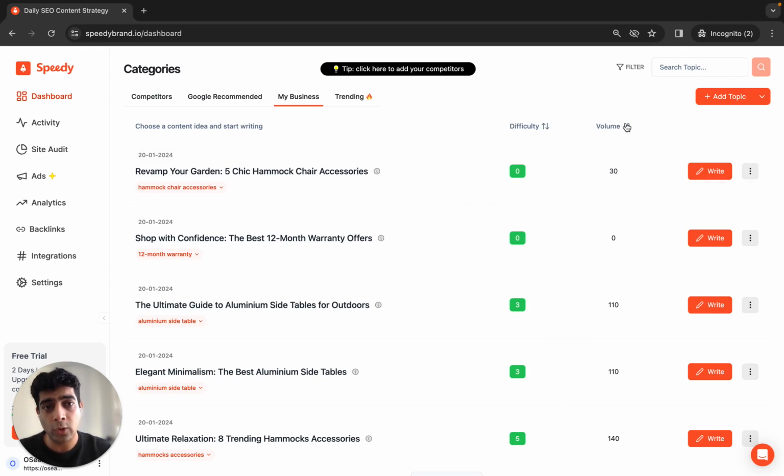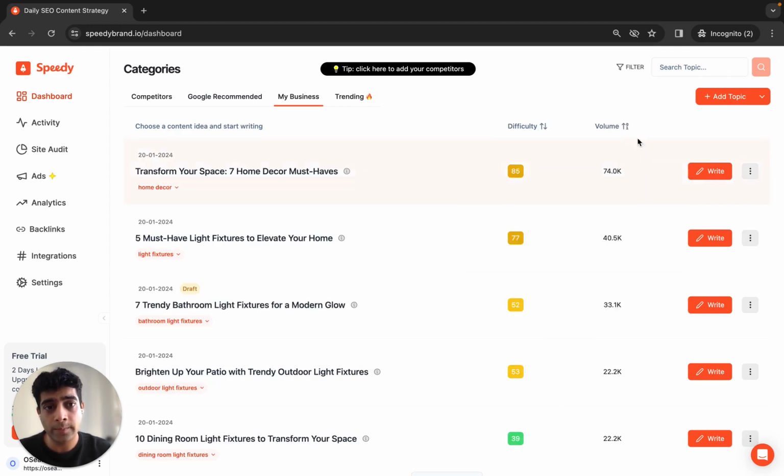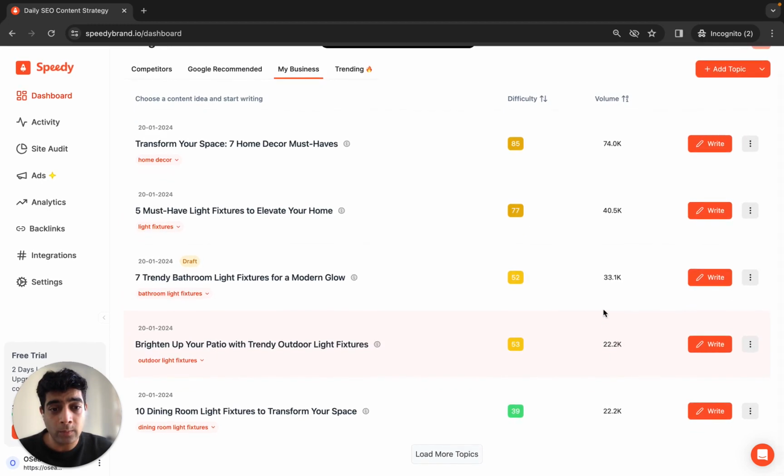So what you can do is use these buttons here to sort these topics based upon the difficulty. You can also sort the topics based upon volume. So what I did here is I just sorted them on volume with highest volume keyword first. And then I'll just go down and see which one is easy. So like 52, 53 is also pretty, not very hard. And the volume is pretty good.